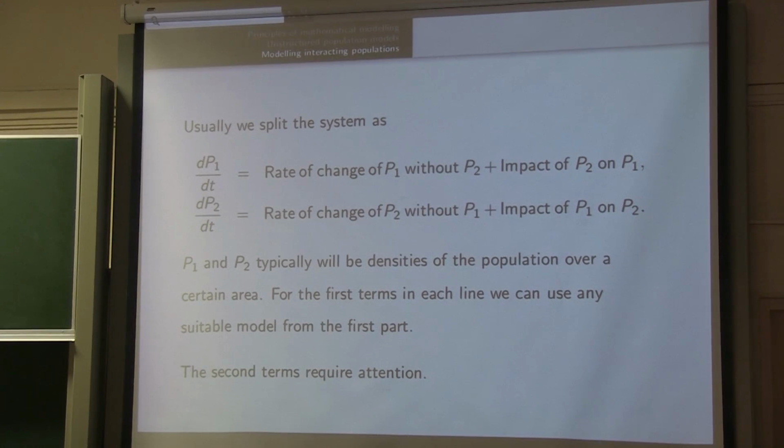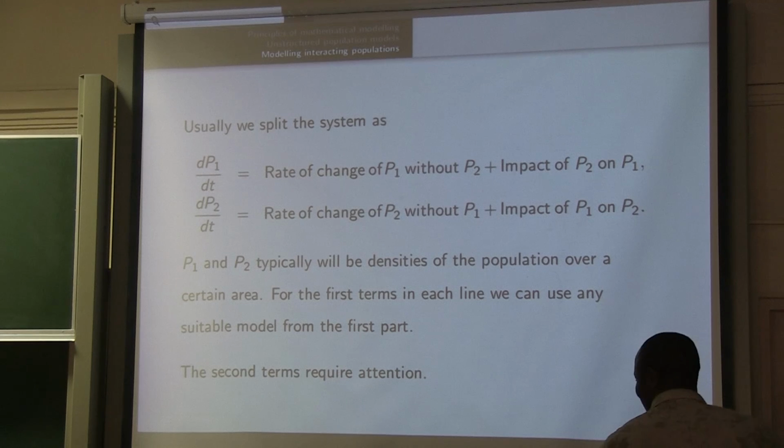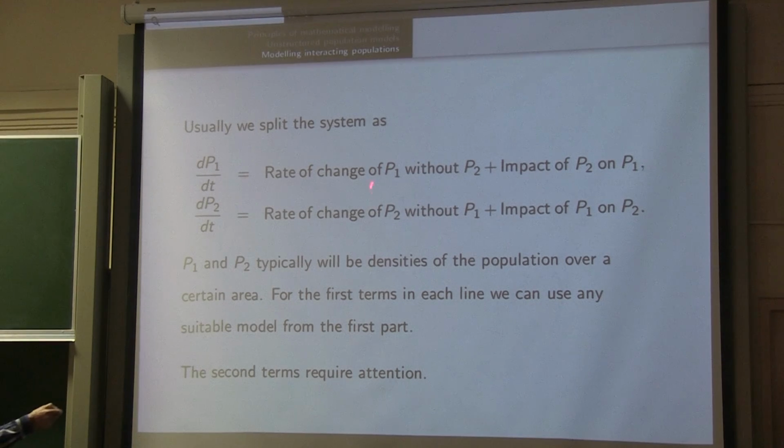Again, in the first approximation, typically we split our equation into 4 blocks, 2 blocks for each equation. First, of course, we have the rate of change of P1 without the presence of P2, or the rate of change of P2 without P1, and then the impact of P2 on P1 and conversely. Of course, this can also impact the first terms, because, for example, birth rate can depend on the presence of the other species, but this is a rough division. It's also done mathematically, where, if you have a very general formula for the interactions, we can artificially split this equation into 2 parts. And P1 and P2 are densities of the populations over a certain area.